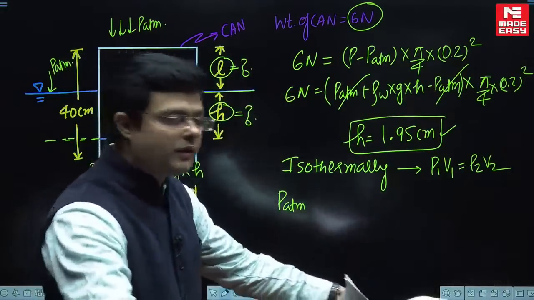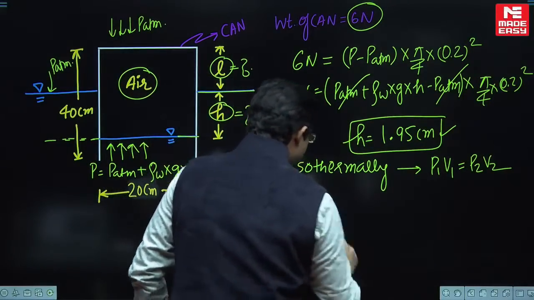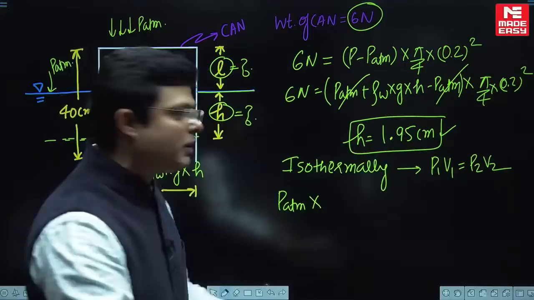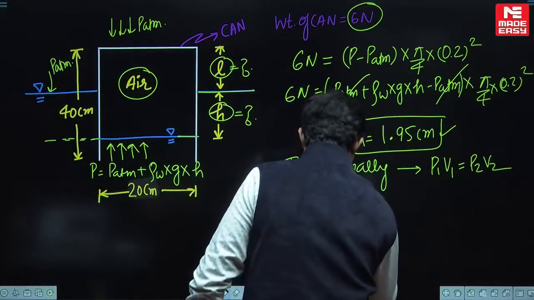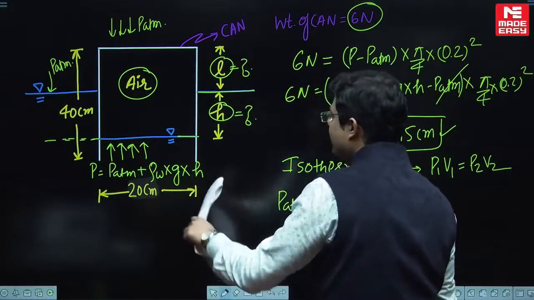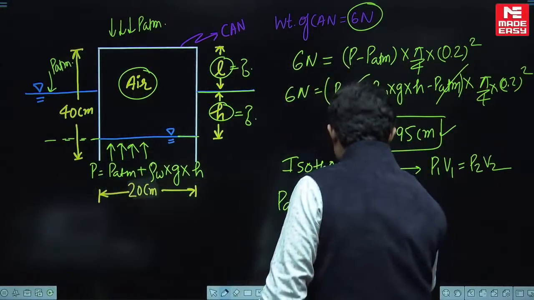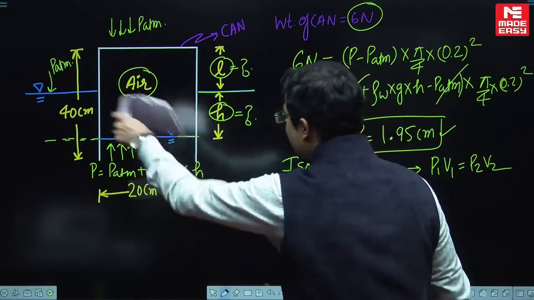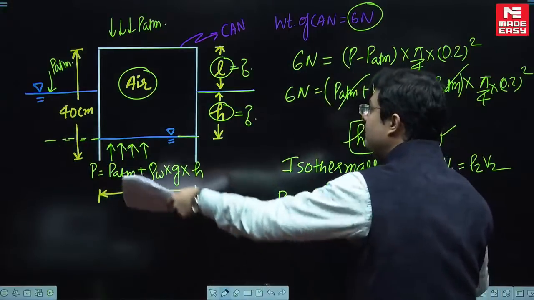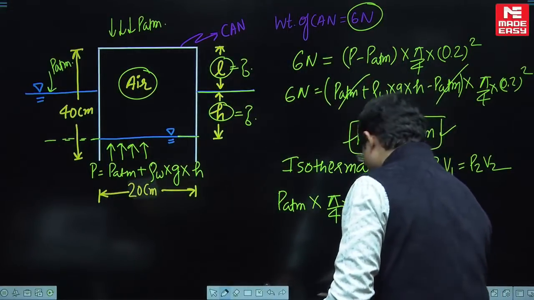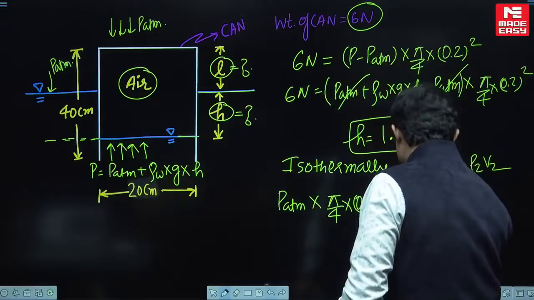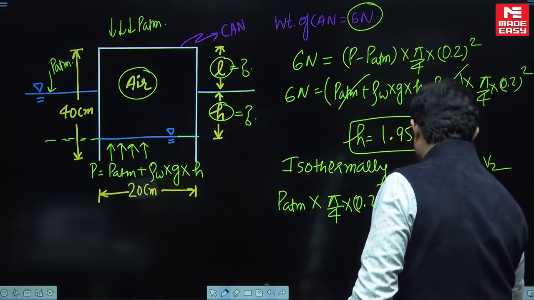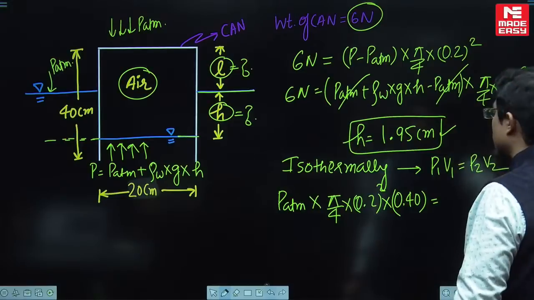The initial pressure of the air is going to be P ATM, multiplied by the initial volume of air in the can, which will be equal to the volume of the can, pi by 4 into d square. d square is 0.2 square, multiplied by the total height of the can, which is 0.40. Excellent, bachcho. This is equal to P2 V2.